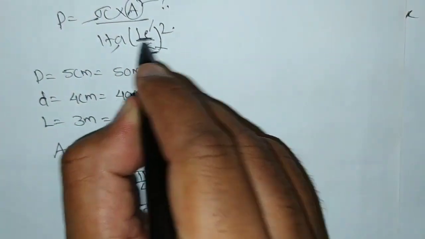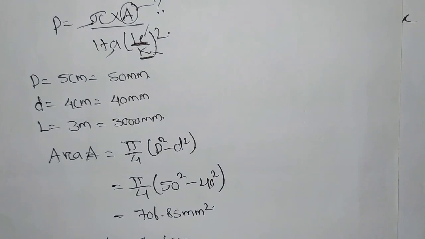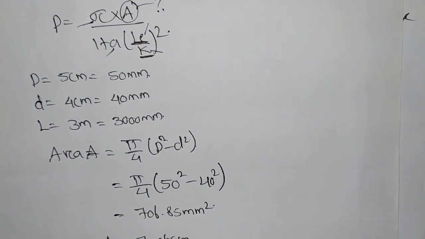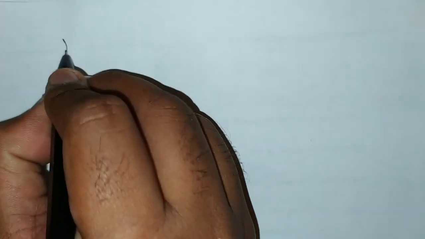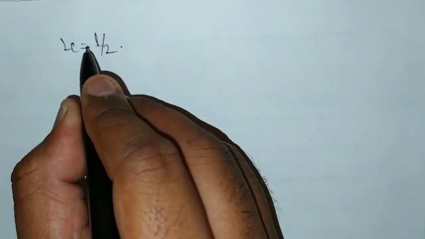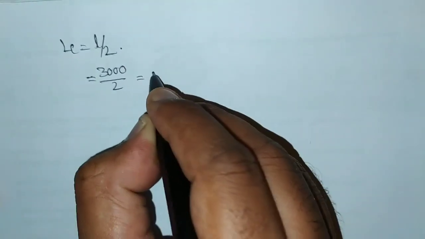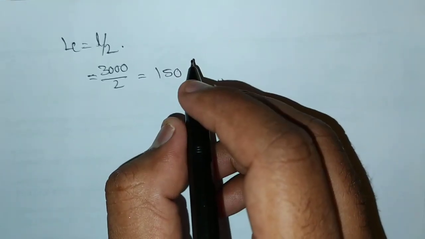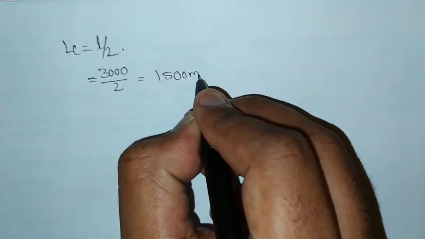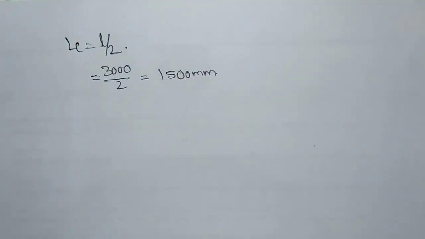The next thing we have to find out is LE, nothing but effective length. In the condition he has given both ends are fixed. If both ends are fixed, then what is LE? Then LE can be written as L by 2. The value L he has given is 3000 divided by 2. So it will become 1500 mm, right. Now we know each and everything.